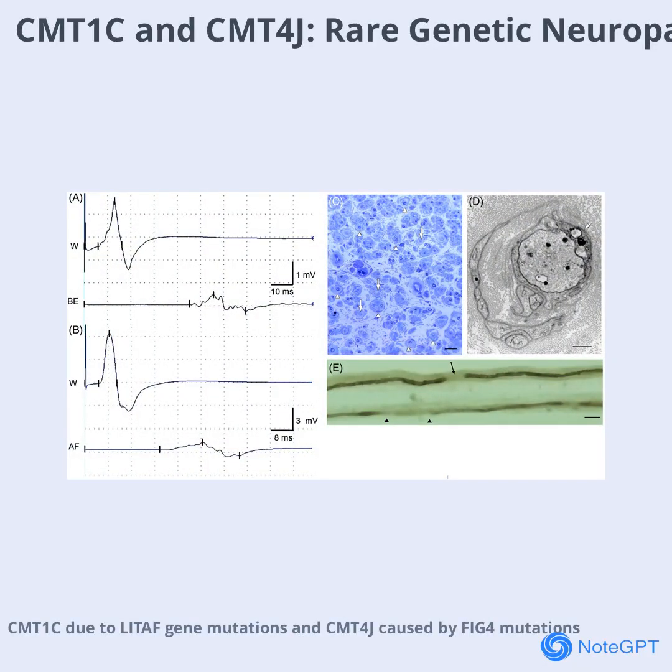CMT1C, due to LITAF gene mutations, and CMT4J, caused by FIG4 mutations, are rare inherited neuropathies that can show non-uniform conduction slowing, conduction block, and temporal dispersion. Pathology in these disorders often reveals segmental demyelination, thin myelin, and onion bulbs. These findings further blur the lines between inherited and acquired demyelinating neuropathies.